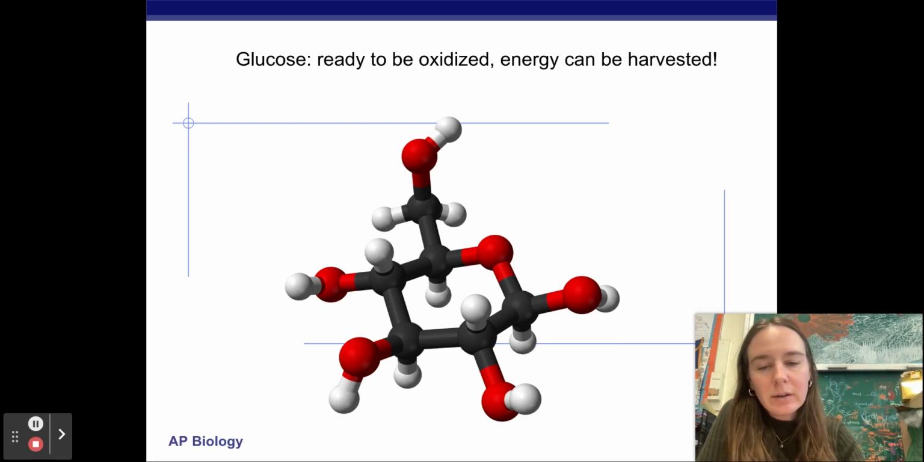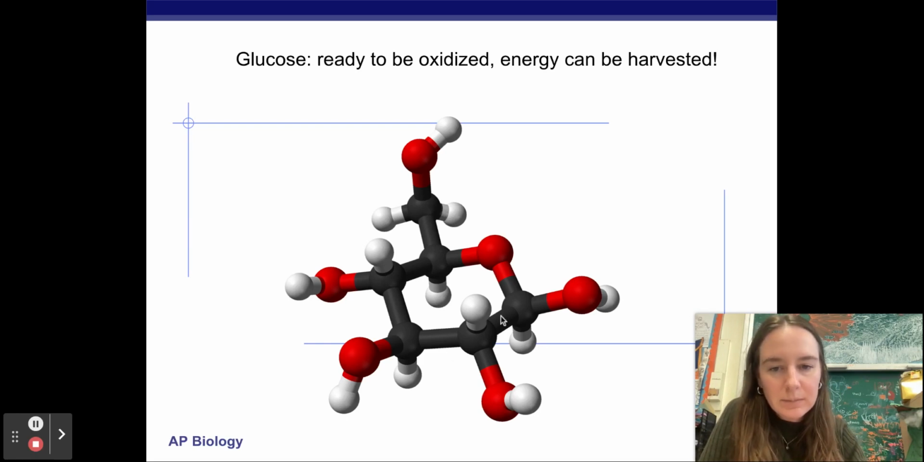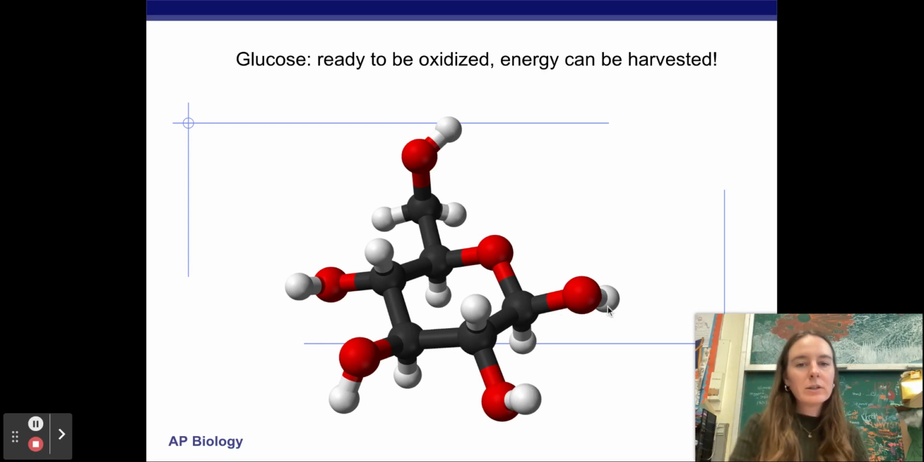And if we look closely at glucose, we can see that it's made up of 6 carbon atoms in the center. So 1, 2, 3, 4, 5, 6. 6 oxygen atoms, 1, 2, 3, 4, 5, 6, and 12 hydrogen atoms, 1, 2, 3, 4, 5, 6, 7, 8, 9, 10, 11, 12. So the chemical formula for glucose is C6, 6 carbons, H12, 12 hydrogens, O6, 6 oxygens.